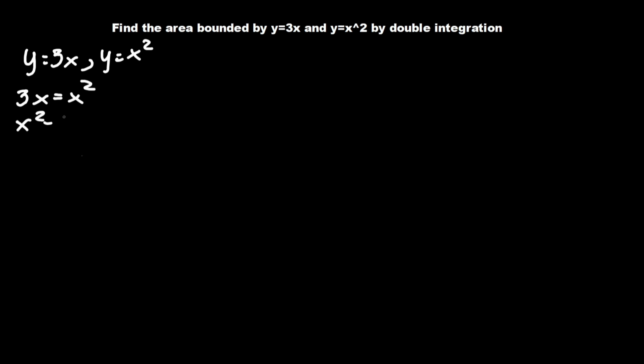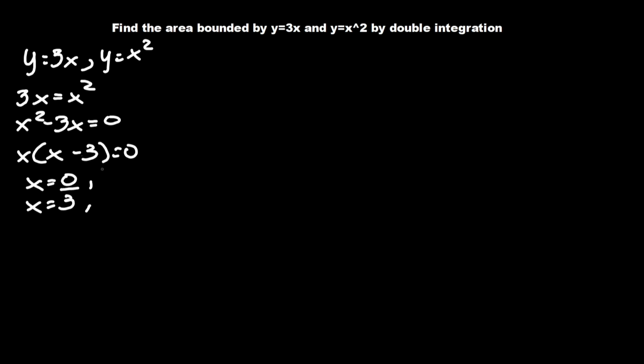So x squared minus 3x would be equal to 0. Factor x here, which would be x multiplied by x minus 3. And so x here would be equal to 0 and x would be equal to 3. Substitute these into either of the equations. If x is 0, y would be equal to 0. And if x is 3, y here would be equal to 9. So the intersection points are (0, 0) and (3, 9).